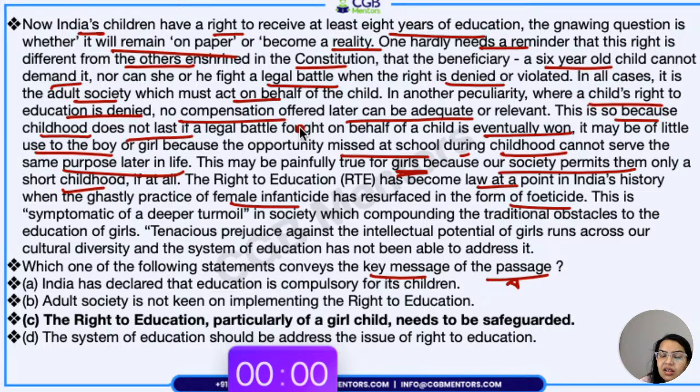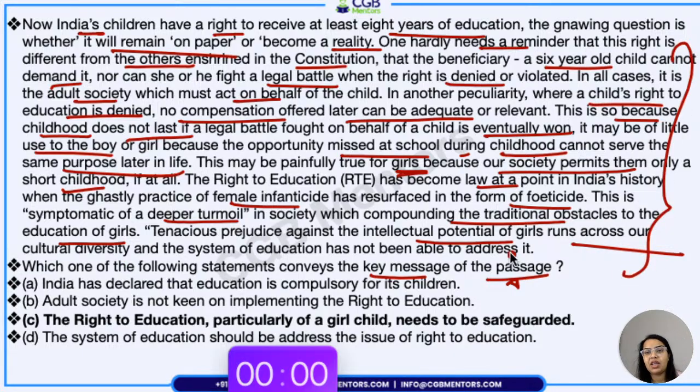So, again, other related challenges we get to see. This is symptomatic of a deeper turmoil in society, compounding the traditional obstacles to the education of girls. Now, here again, what we get to see is, especially with respect to girls, this problem becomes grave. Tenacious prejudice against the intellectual potential of girls. This prejudice runs across our cultural diversity. It's all about the negative thing. I mean, it's all about how this right to education is, especially for girls.